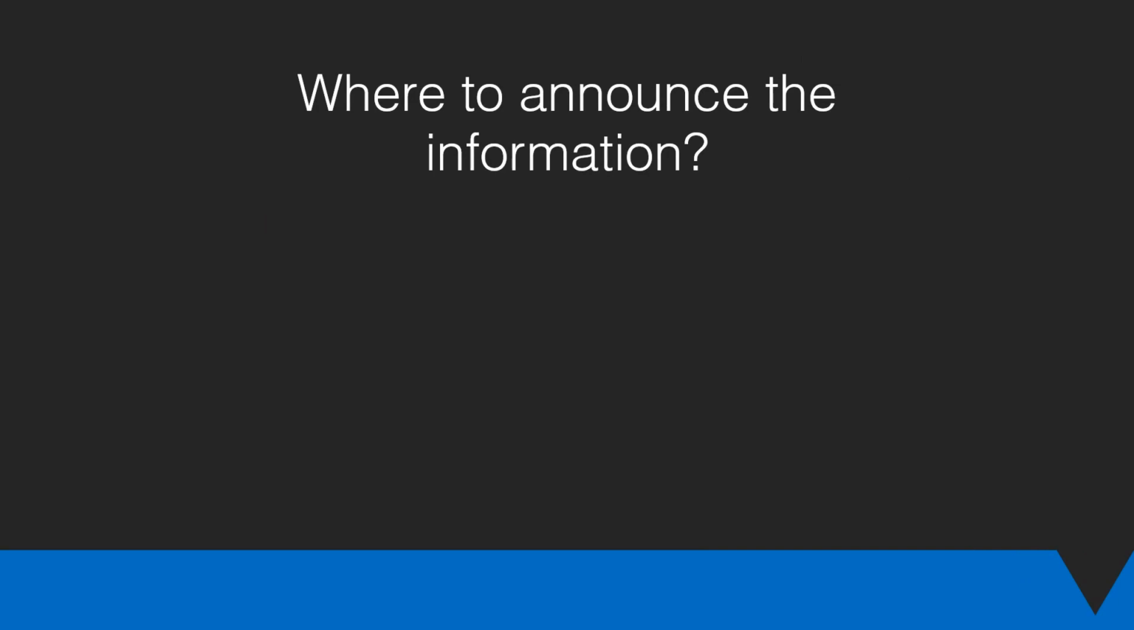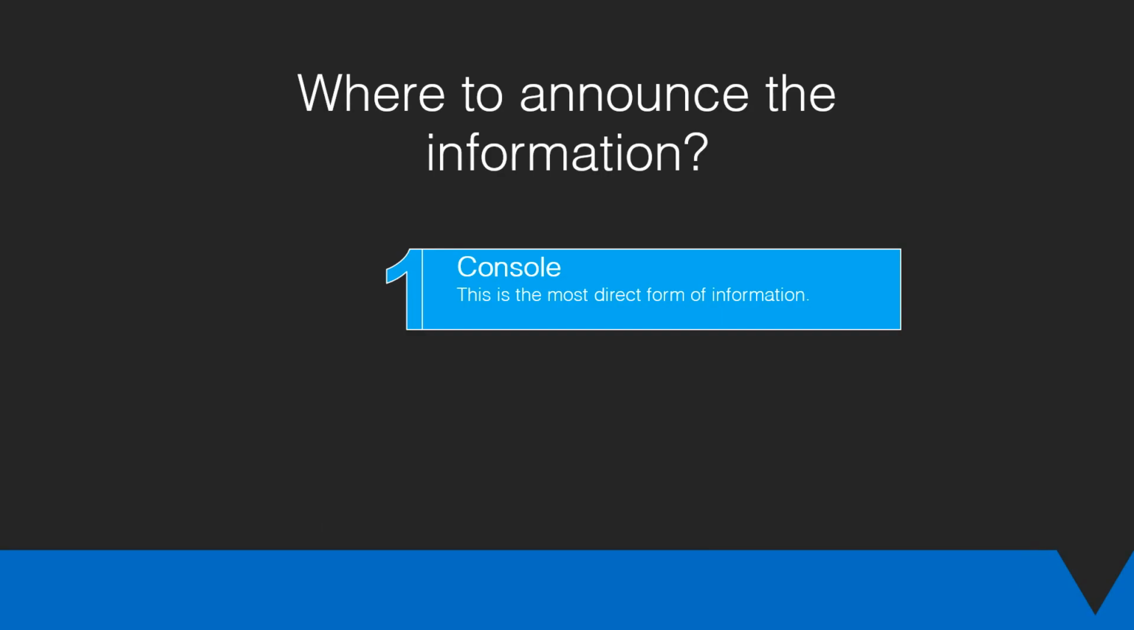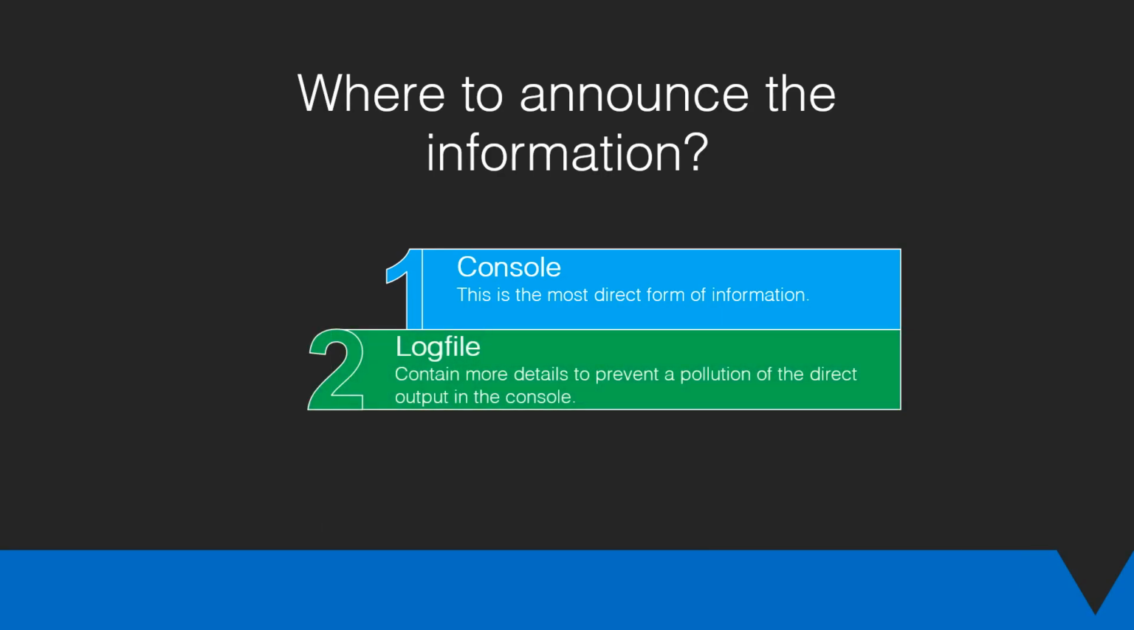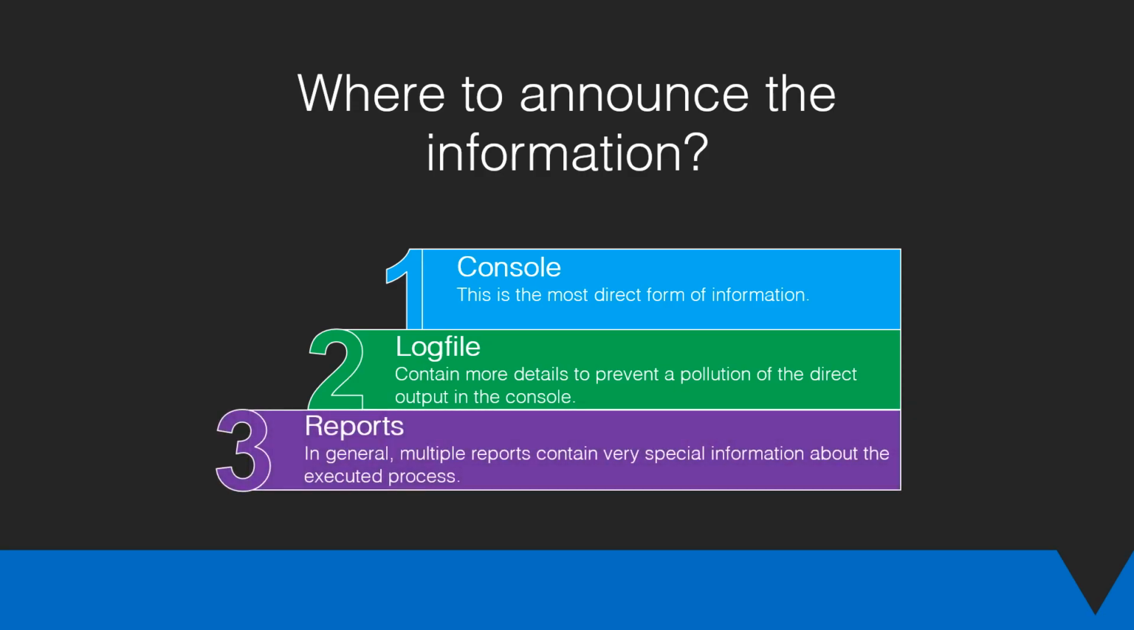There are three possibilities. First, the console. This is the most direct form of information. Second, the log file. Typically, they contain more detailed information to prevent a pollution of the direct output in the console. MontiCore, in its default settings, creates a single log file. Third, reports. In general, multiple reports contain very special information about the executed process.